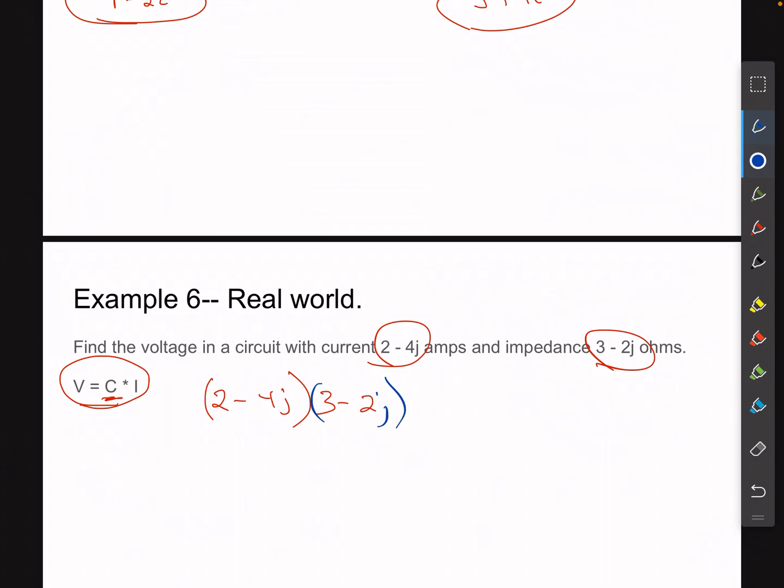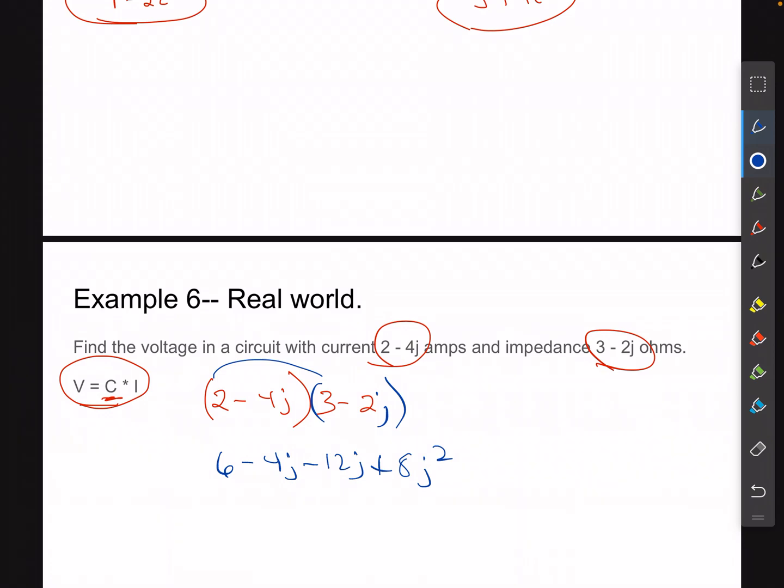Okay, so let's go ahead and FOIL this out. So if I FOIL this out, 3 times 2 is 6. 2 times negative 2j is negative 4j. Negative 4j times 3 is negative 12j. And then negative 4j multiplied by negative 2j would be positive 8j squared.